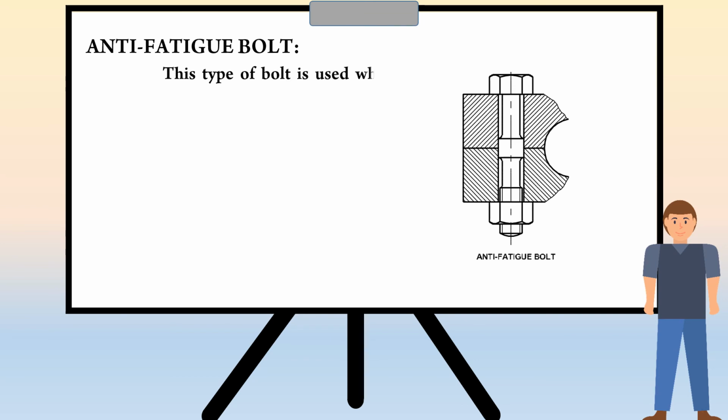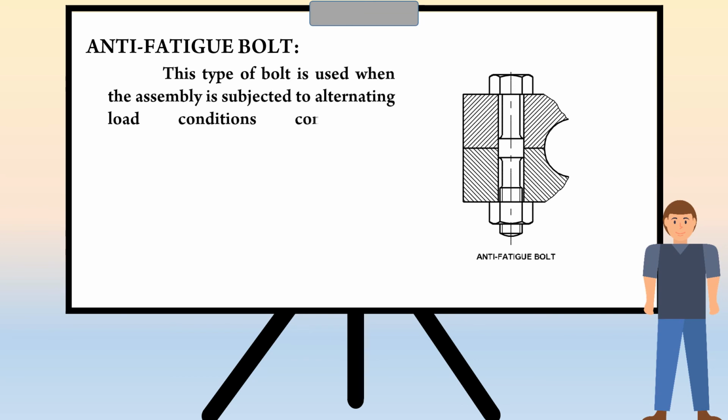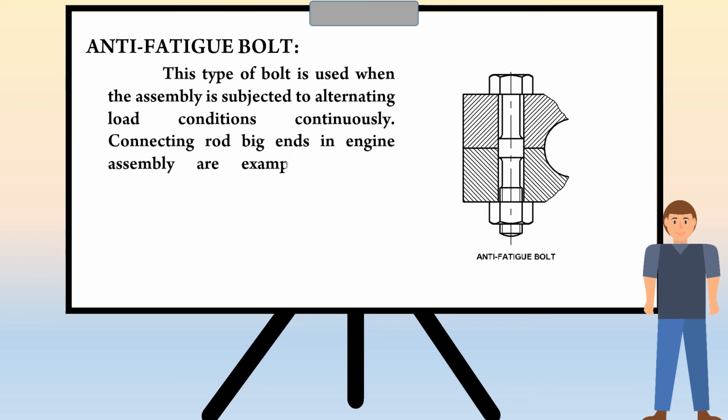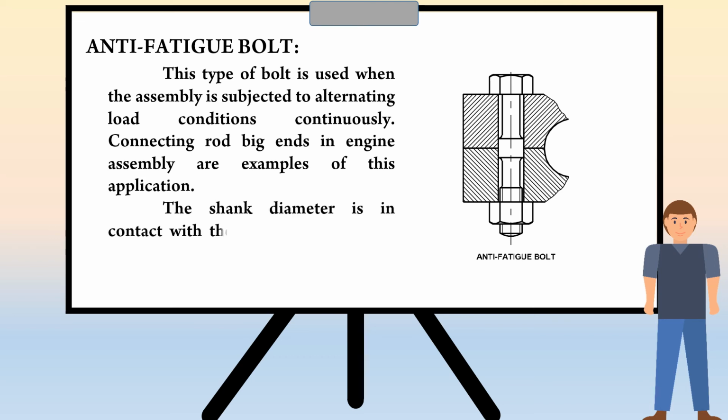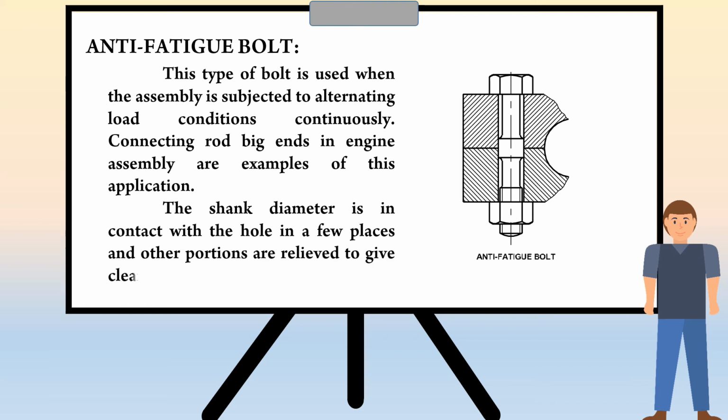Third one is anti-fatigue bolt. This type of bolt is used when the assembly is subjected to alternating load conditions continuously. Connecting rod big ends in engine assembly are examples of this application. The shank diameter is in contact with the hole in a few places, and other portions are relieved to give clearances. And the last type is studs.